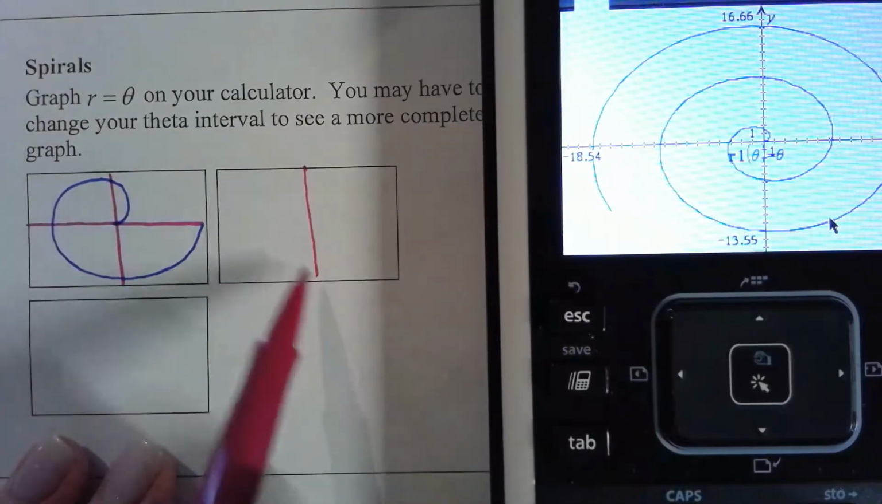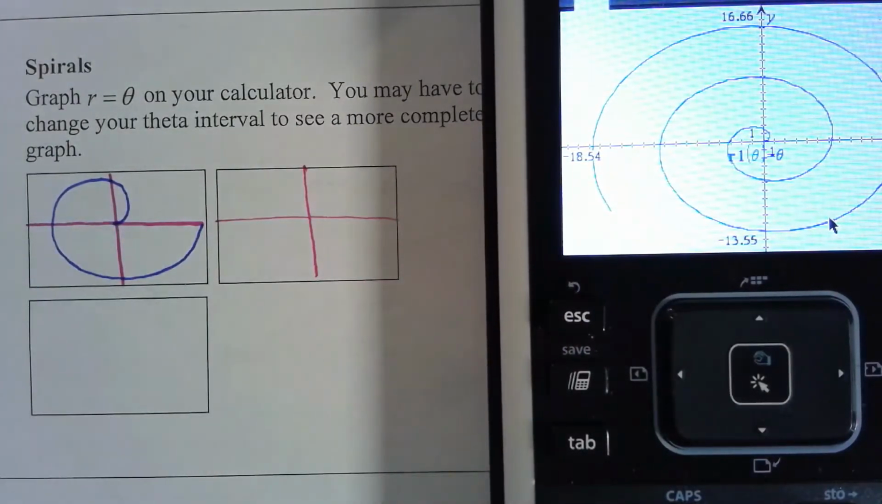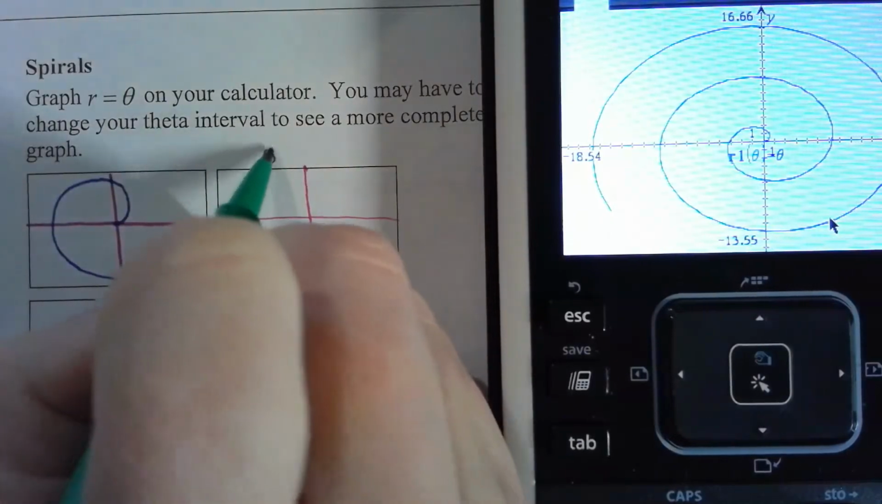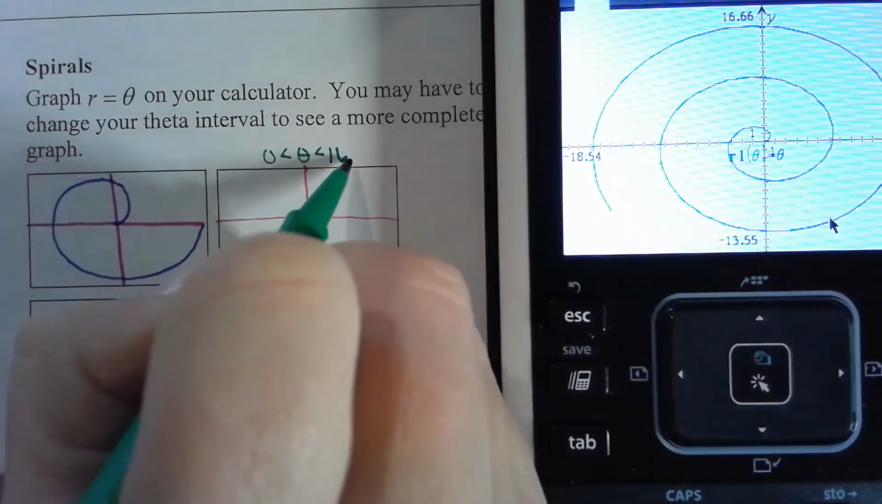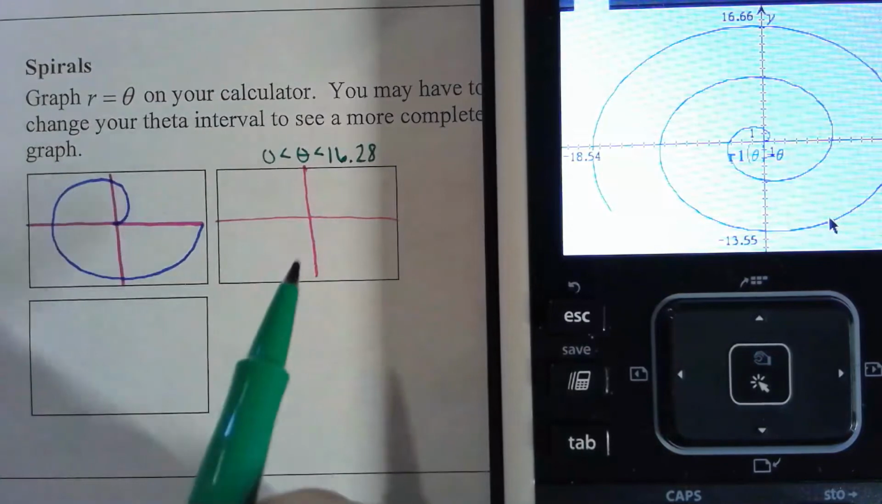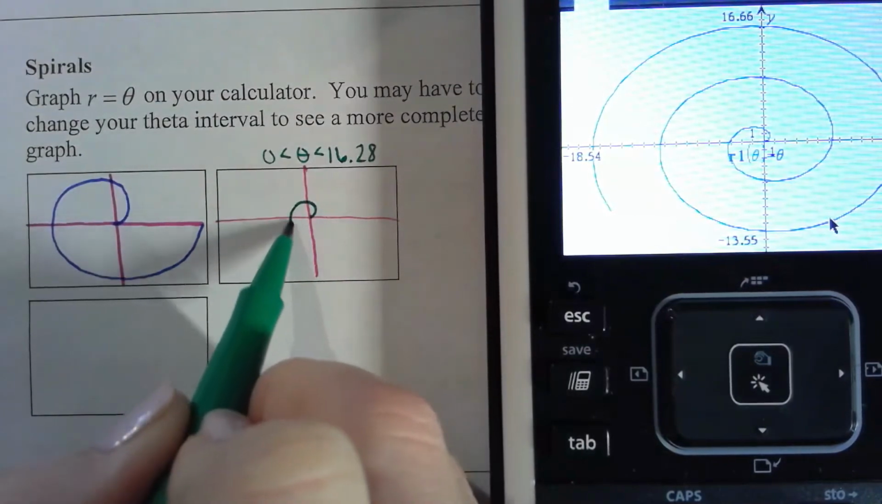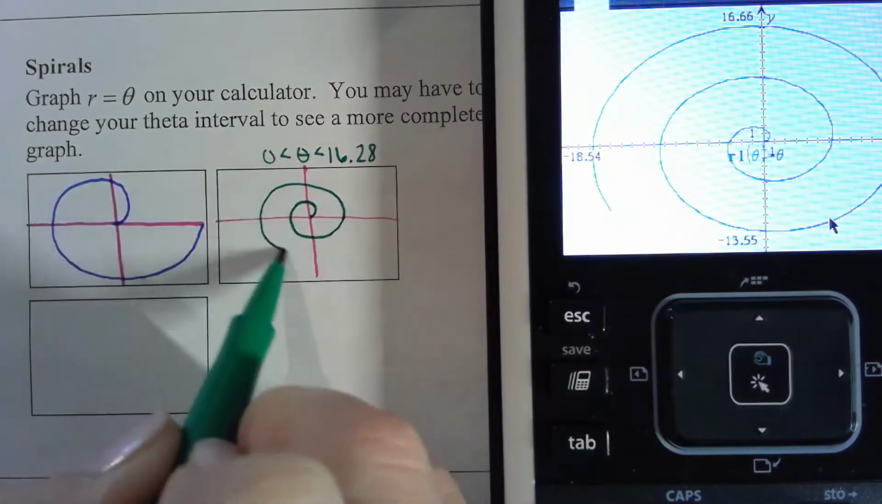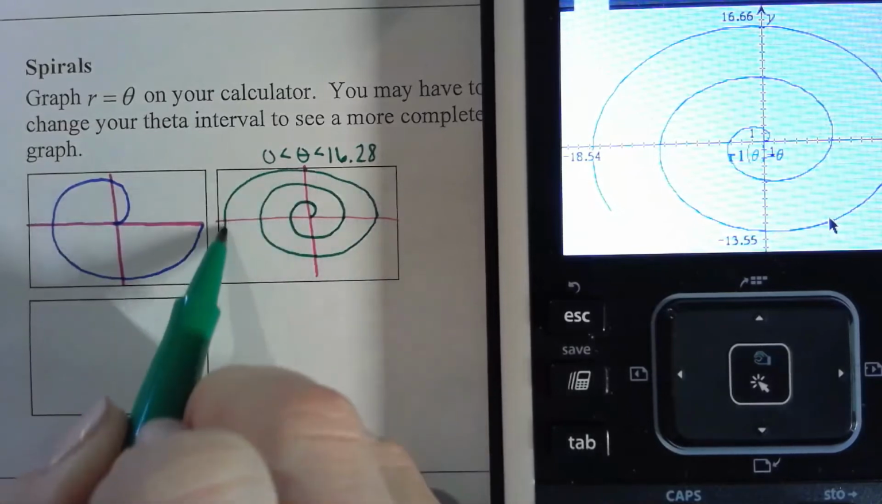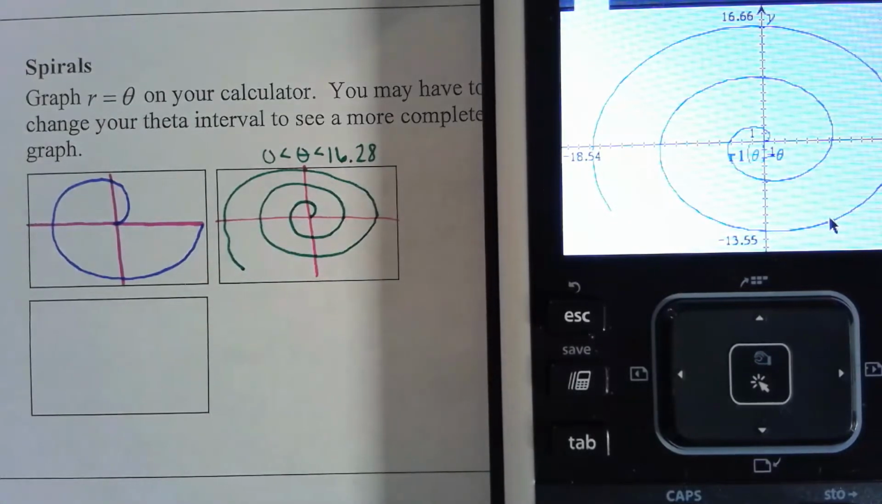Now, again, my axes are still in the center. And this one, I went from 0 to about 16.28. I just thought that was an easy fix. Let's try to graph this. It goes around once, twice, a little bit more.